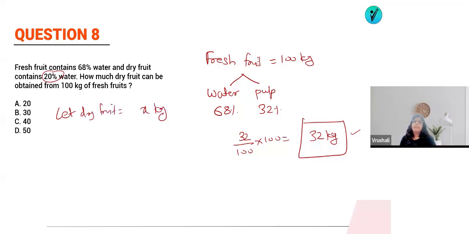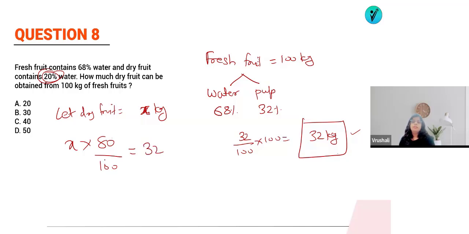Okay, I have taken x kg of dry fruit. If there is 20% water in x kg, that means what percent will be the dry fruit of this x kg? 80% of the dry fruit, right? Whatever x kg you take, out of that 20% will be water, so the remaining will be the actual dry fruit. And these 80% of x is equal to how much? We get 32 kg.